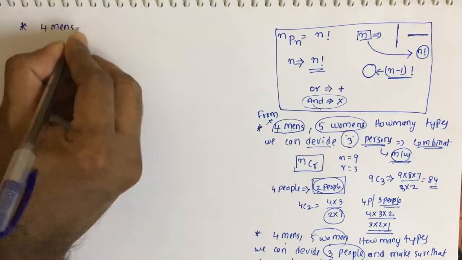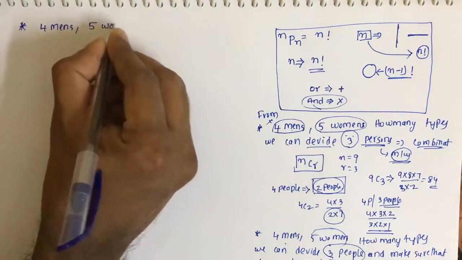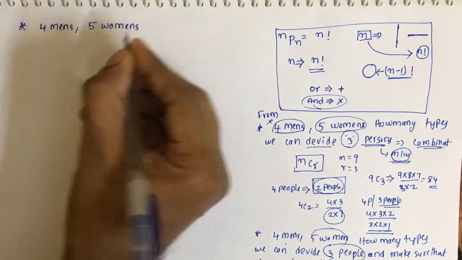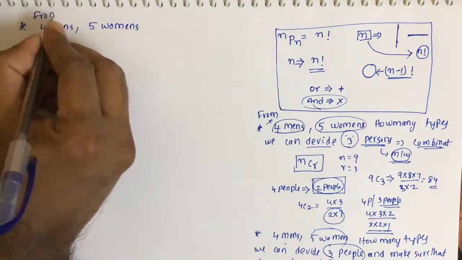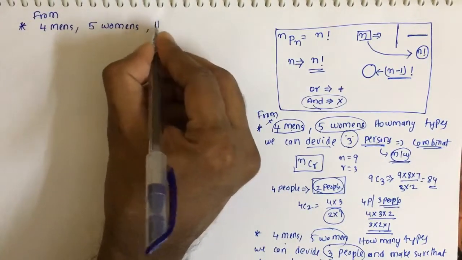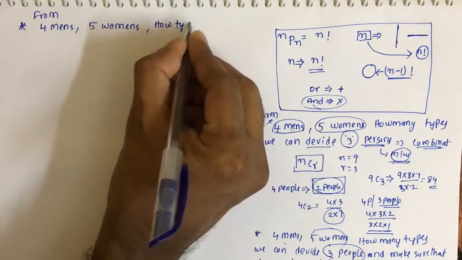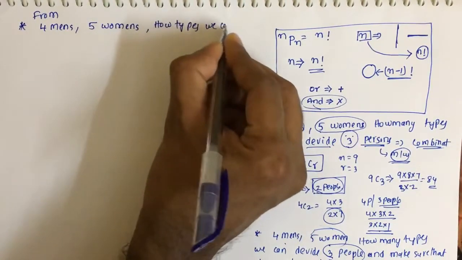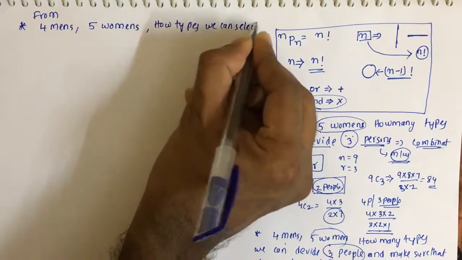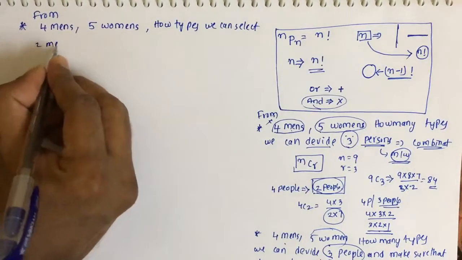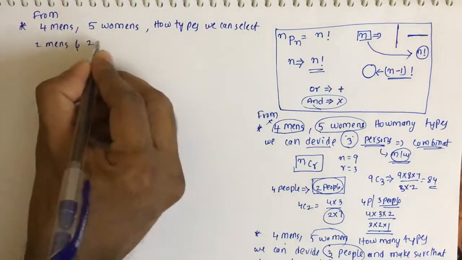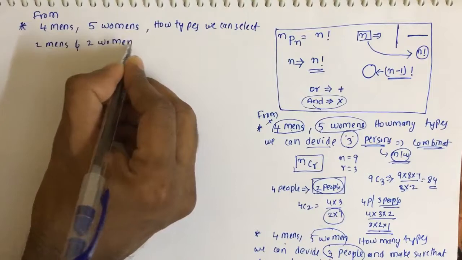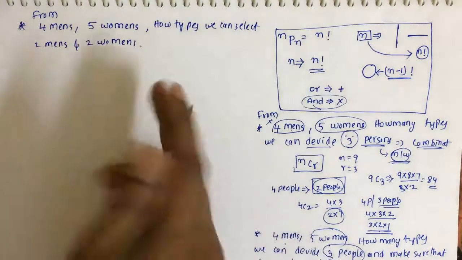4 men, 5 women, from 4 men and 5 women, how many types can we select 2 men and 2 women. The same problem what we solved before, this is also the same.